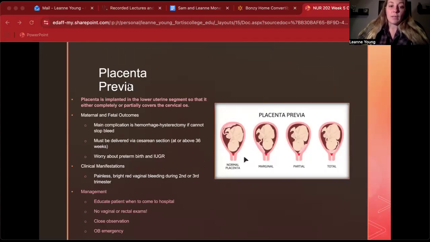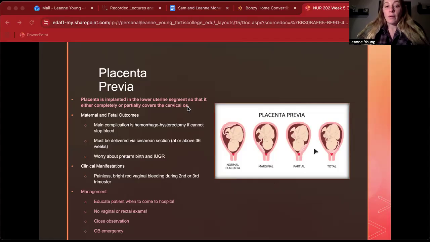Okay, so on the left we see a normal placenta. That would be posterior. Okay, that's normal. That's adhered to the endometrial lining of our uterus. It's in the back. The baby is going to be head down first. Head is directly over the cervix. Marginal means that this is growing close to the opening of the cervix, but not completely covering the cervix. It's just really close. Okay. And then a partial. You see how that edge of the placenta is coming down into the cervical opening over that cervical os. That's a partial placenta previa.